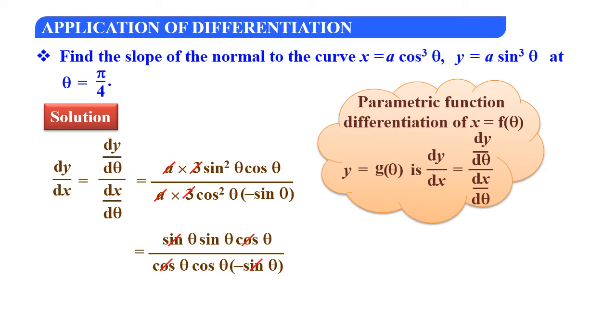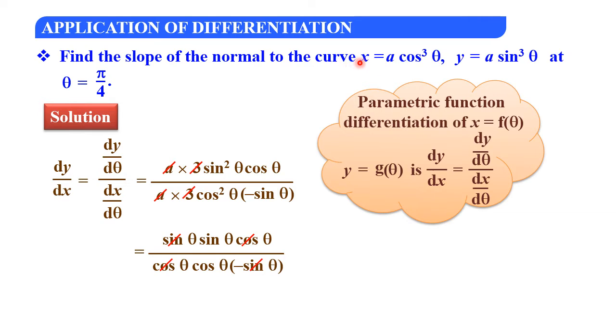In this problem, you need to find the slope of the normal to the curve, and two terms are given, x equal to a cos cube theta and y equal to a sin cube theta, and the theta value is also given, it is pi by 4. So now you find the differentiation of these two terms. Finding the differentiation of two terms and getting dy by dx is called parametric differentiation, as you know very well in the concept of differentiation.